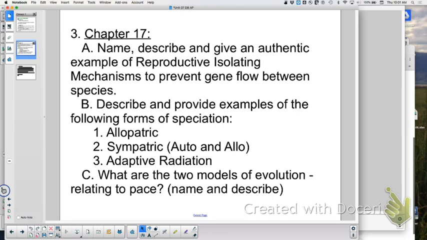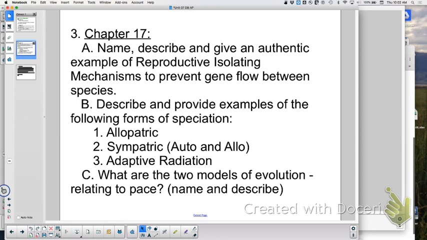Yes? So the behavioral, it just means that you don't act the same? Or we don't communicate that we want to have reproduction. You're not doing the dance that I need. You're not behaving in a way that makes me want to reproduce. Maybe our parts would fit together, our gametes would fit together, but because you're not dancing correctly, I'm not going to mate with you. Okay.